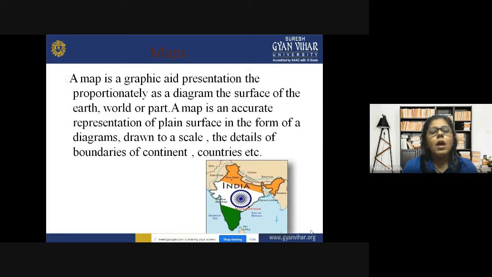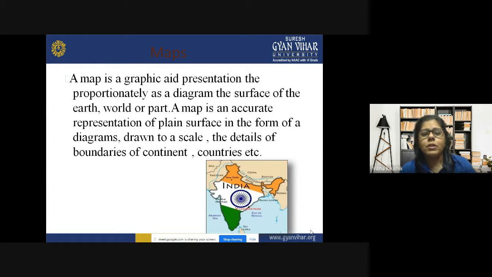Now, maps. A map is a graphic aid, a graphical presentation, proportionately drawn as a diagram of the surface of the earth, which is used for portraying the surface of the earth, the world, or a part of it. A map is an accurate representation of a plane surface in the form of a diagram drawn to a scale. It shows the details of boundaries of continents, countries, etc.